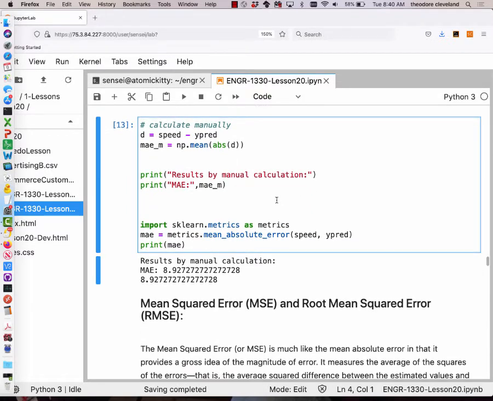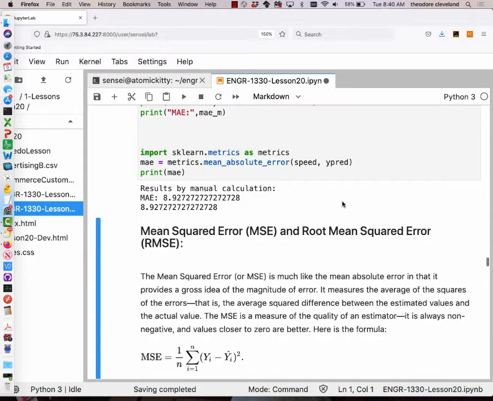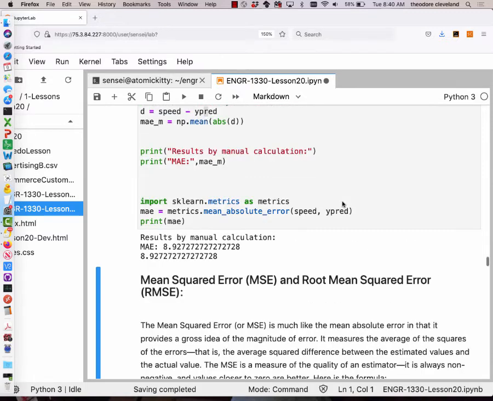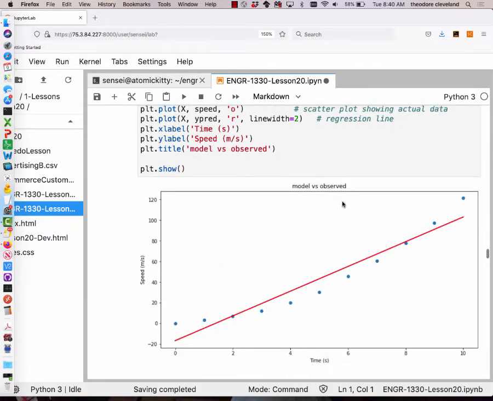So here we are going to script it all by ourselves, no help. And we're just going to take the mean of the absolute errors of our speed minus predictor speed, run it, and it says our mean absolute error is 8.9. So when we go back to our red line through our blue dots, the mean absolute error is 8.9.